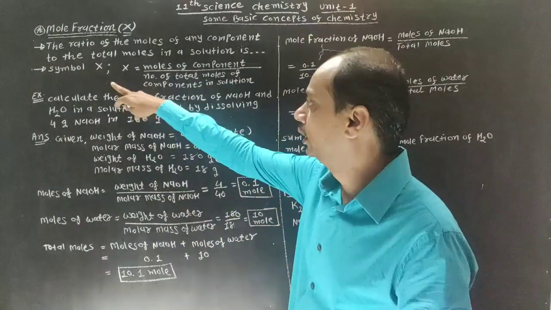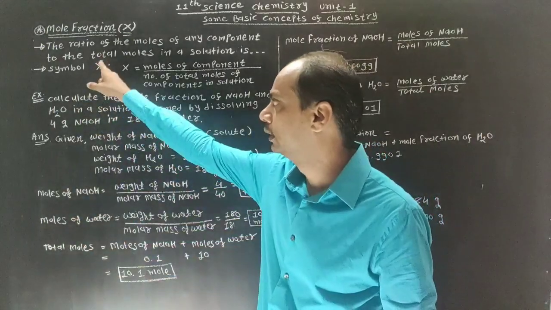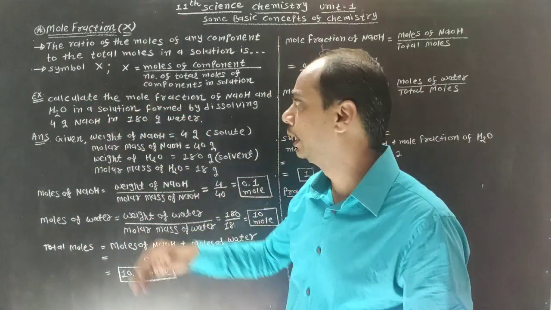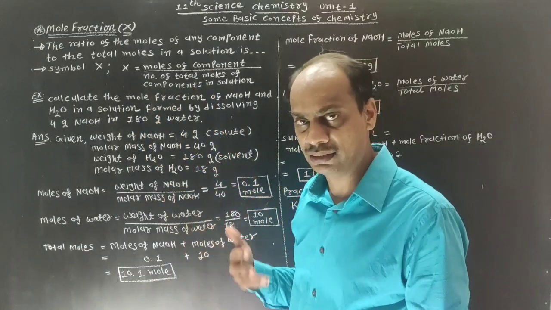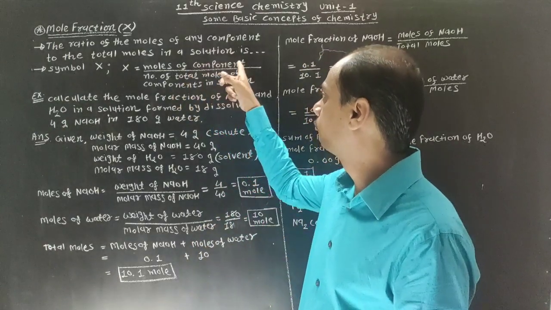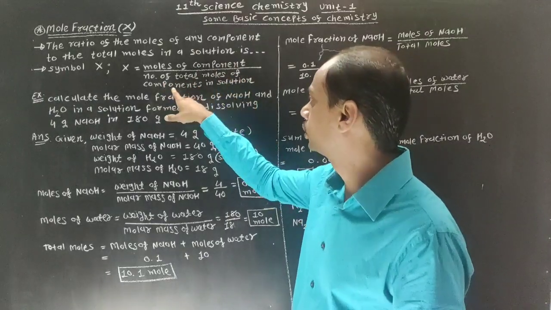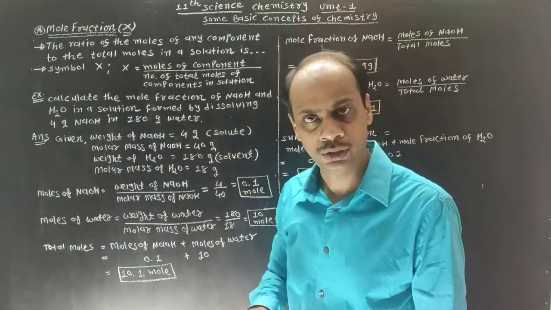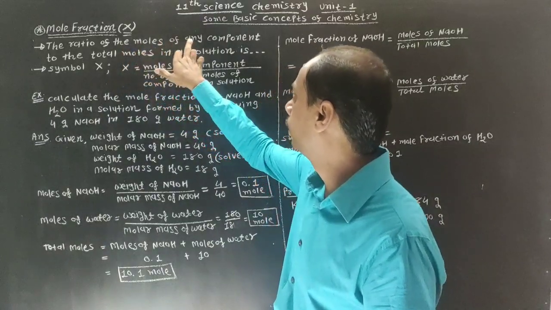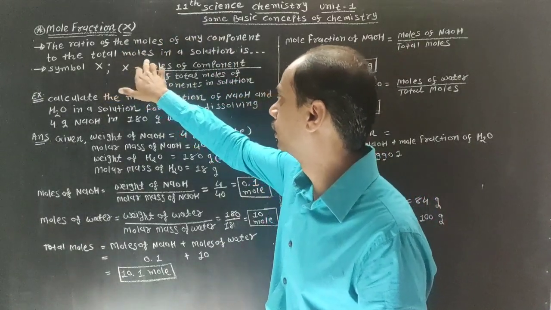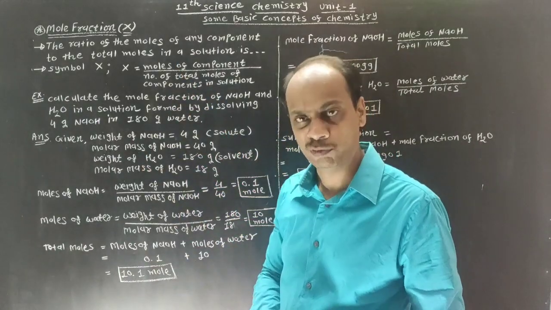Okay, so here the symbol is capital X. The symbol of the mole fraction is capital X, and here is the formula. Point number 3. The formula of the mole fraction X is equal to moles of component over number of total moles of component present in the solution. From the definition we can write that the moles of component over total moles in a solution. So this is the formula for mole fraction.